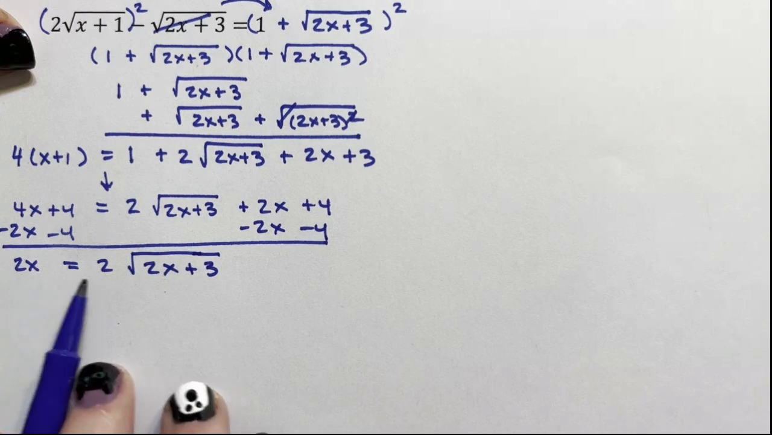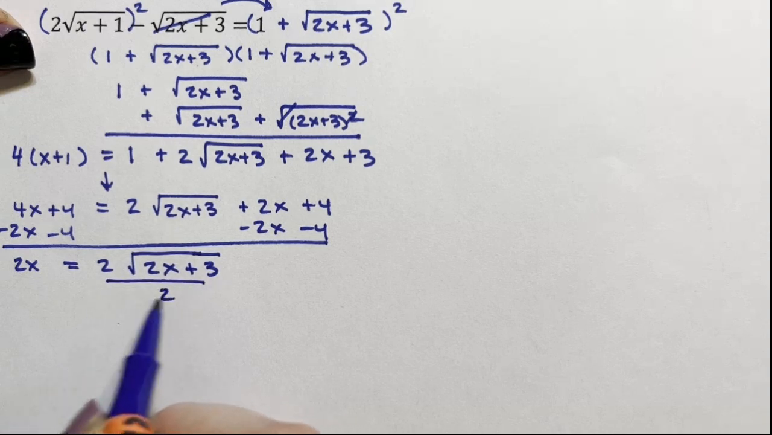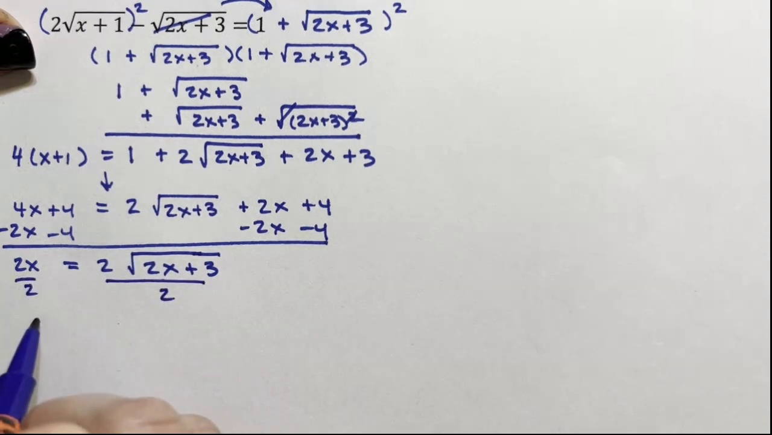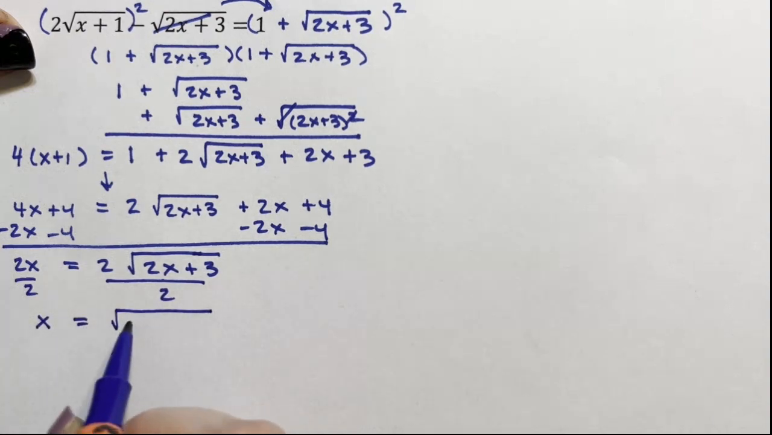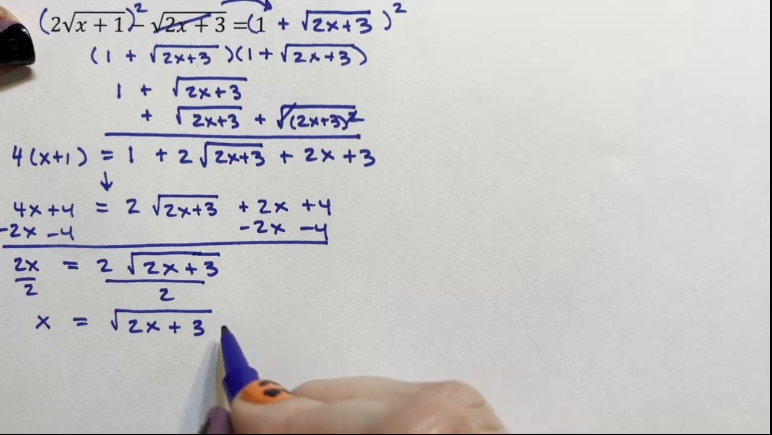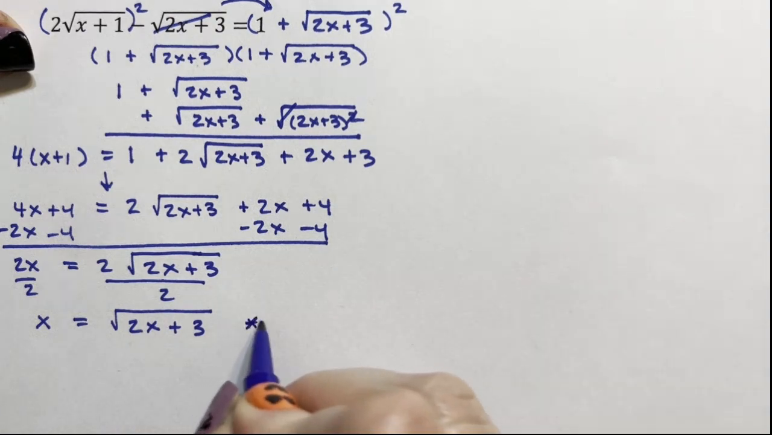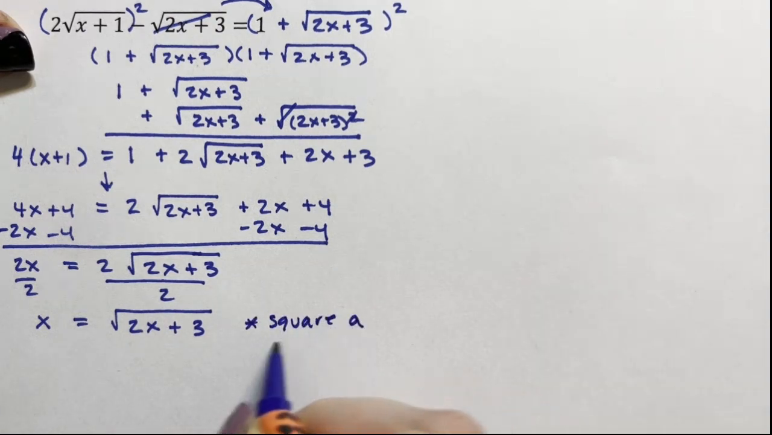Now notice that these both have a 2. So I am going to divide by 2 to get rid of the extra 2. And I'm going to have x equals the square root of 2x plus 3. And then because there's a square root still, I need to square again. So I have to square a second time.